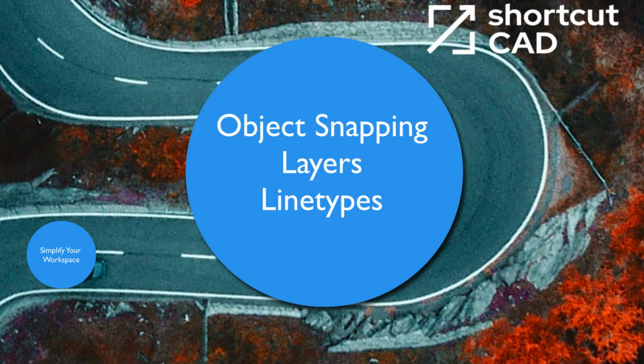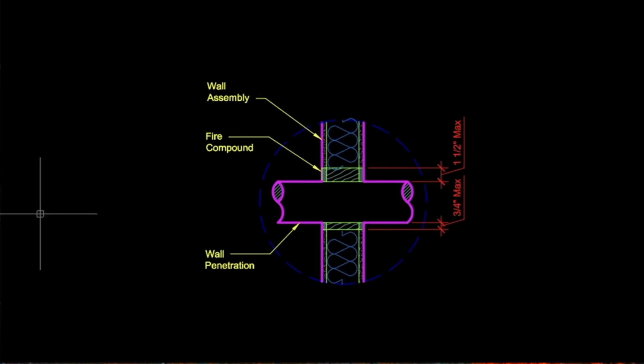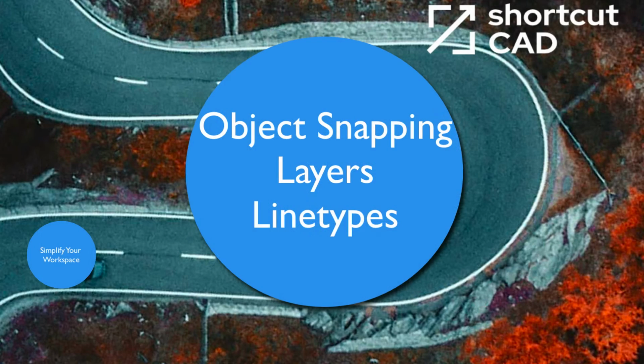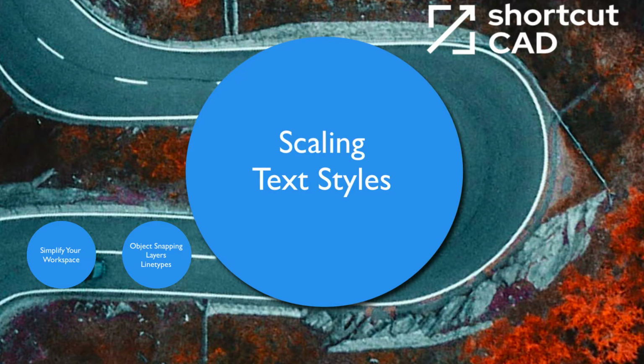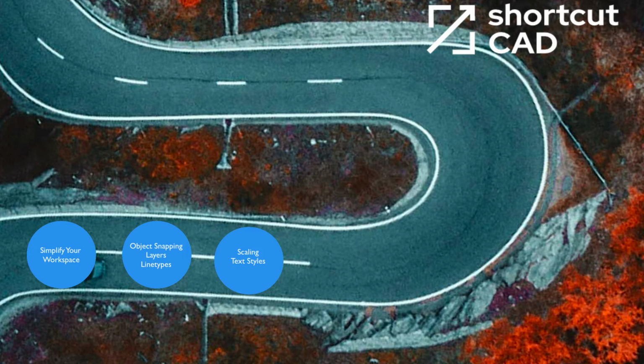In the second module, we'll focus on object snapping, layers, and line types. Again, we'll be working in our wall detail where we'll continue to review various commands and shortcuts. In the third module, we'll get into what scaling is. I'll provide you with a cheat sheet so that we can start practicing how to properly create different text styles so that we can start annotating our detail.